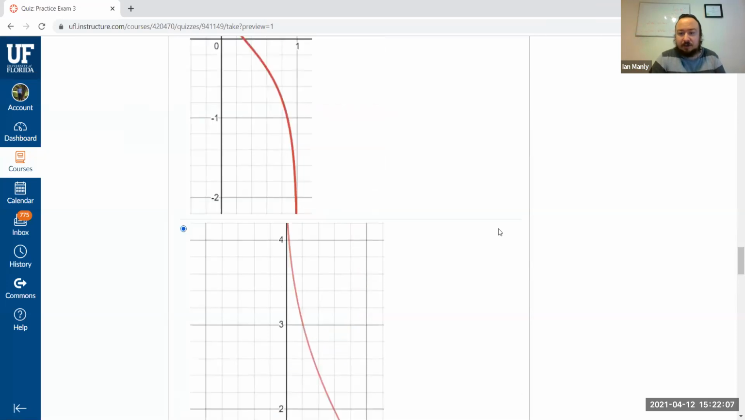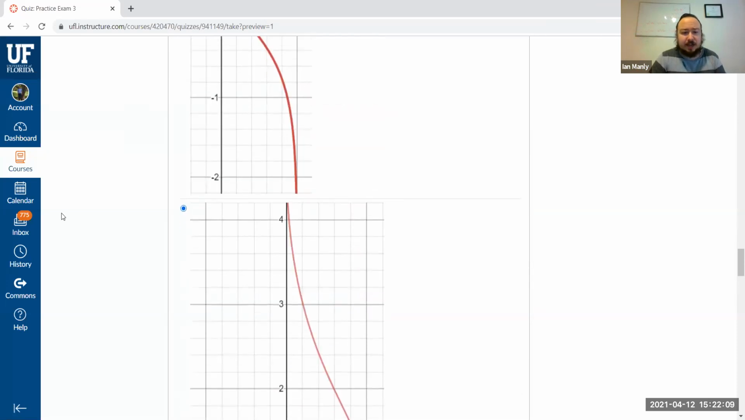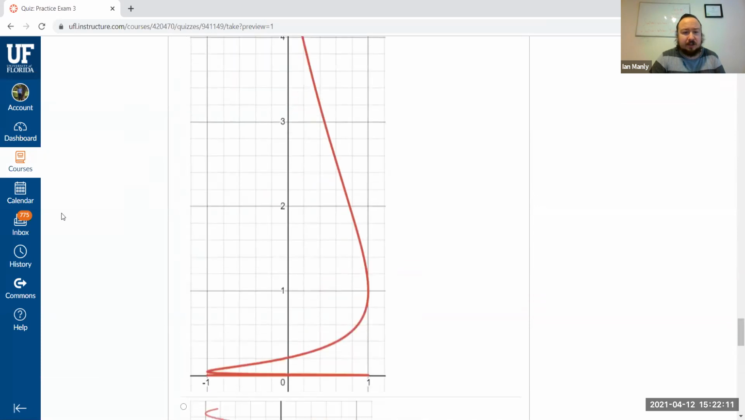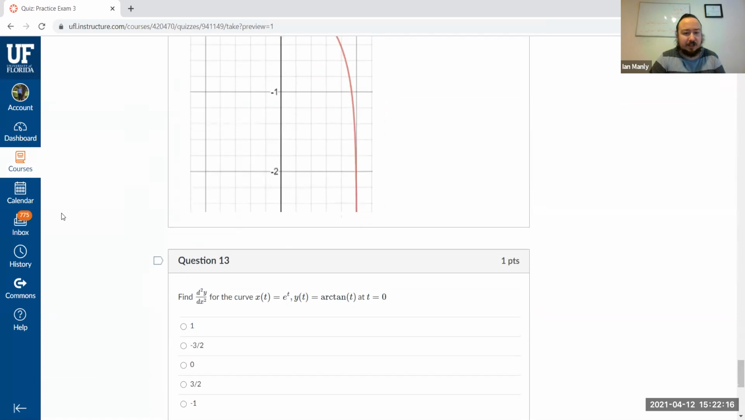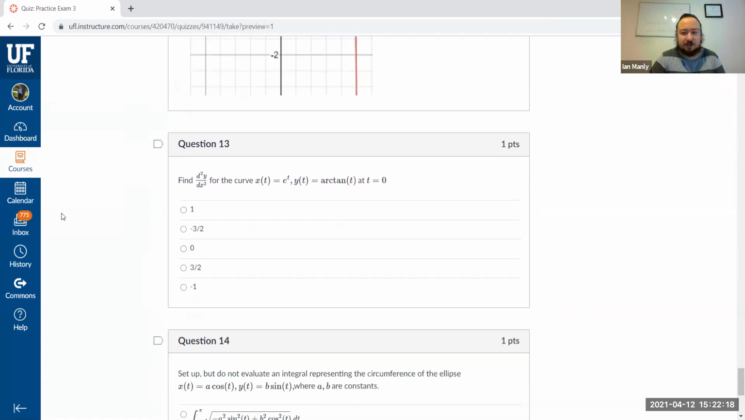All right. So let's see, so we got that one done. The next one on here, I might need to switch back to paper for this. Yep, definitely need to switch back to paper for this right here. All right, find the second derivative, or d squared y dx squared, for the curve x equals e to the t, y equals arctan of t at t equals 0. All right, let me get my paper up and switch the camera.